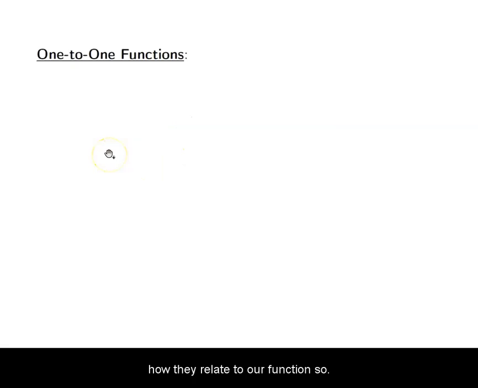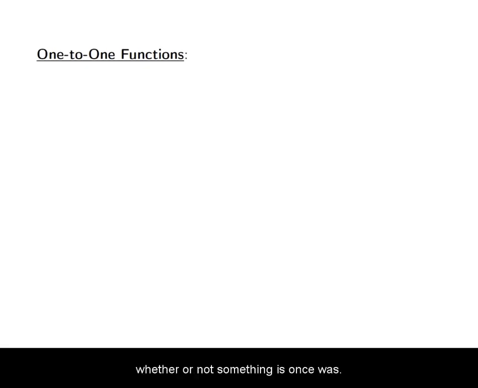Okay, so first and foremost, we want to talk about what a one-to-one function is. A one-to-one function is a function that passes what is called the horizontal line test. Just like the vertical line test is a test to see whether or not a function is a function, a horizontal line test tests whether or not something is one-to-one.